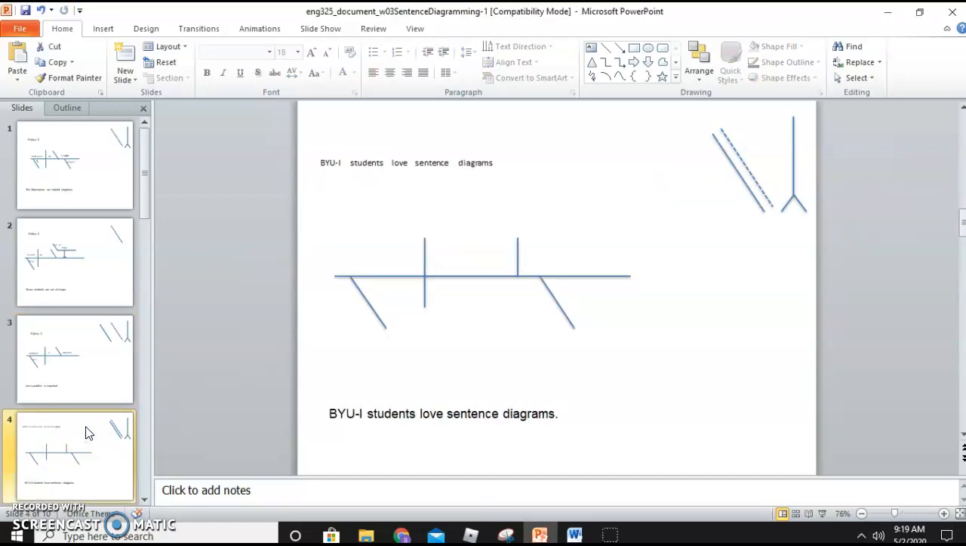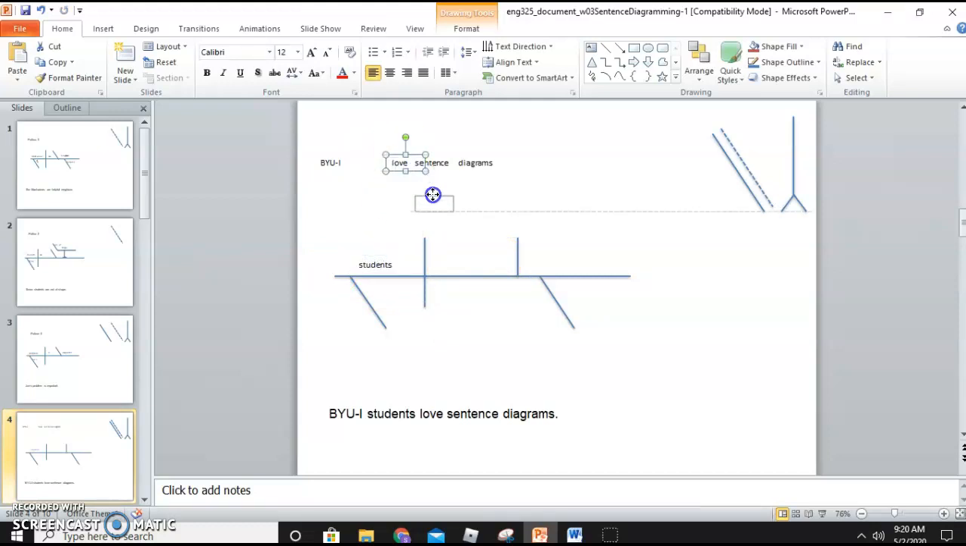Okay, this last one we're jumping ahead just a little bit to next week's assignment where we're using action verbs. But I want to show you that there's one main principle that's different in action verbs and everything else is the same. So I've got my basic horizontal and vertical line. I'm looking for subject is students. The verb is love. And that's an action verb.